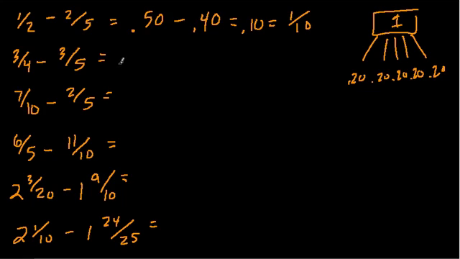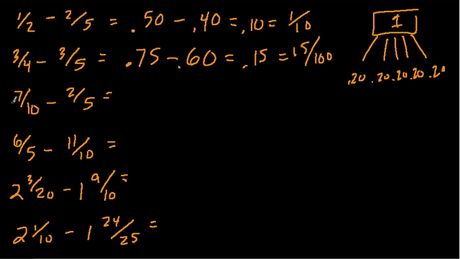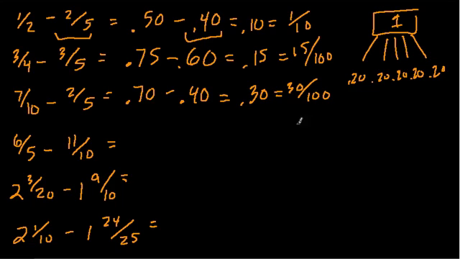Next we have 3/4 minus 3/5. Well, 3/4 is 75 cents, minus 3/5, which is 60 cents, right? And that's 15 cents, which is the same thing as 15 out of 100. And that's like saying 15 pennies. Now 7/10 minus 2/5. Well, 1/10 is a dime, so 7/10 is 7 dimes, or 70 cents. Minus 2/5 is like subtracting, again, 40 cents, as we established right here. And 70 cents minus 40 cents is 30 cents, or 0.3. And that's like 30 pennies, or 30 cents, 30 hundredths.